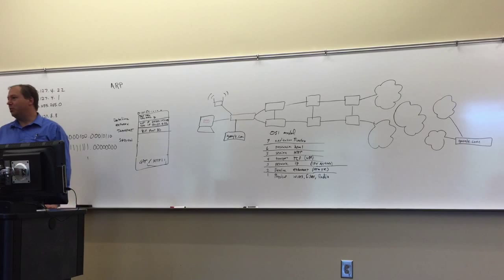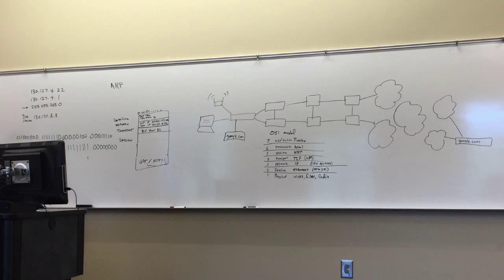In this case, we know clearly that the destination IP is not on this same network, so we have to put something in there. Bobby or somebody said it earlier, what MAC address would we put in there then? What is this thing? Gateway. So, whose MAC address do we put in? The gateway. Yeah, that guy's MAC address.